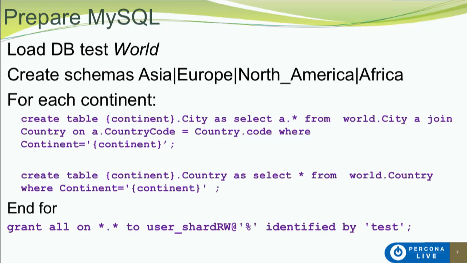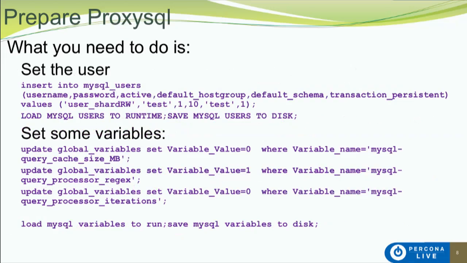The code here presents how to create the different schemas, so I'm going to skip that. This is the part related to the configuration of ProxySQL. To configure ProxySQL for sharding, you just need to create a user that will access all the different shards and set some variables. In this case, I'm referring to the latest version of ProxySQL, 1.4.0, which is available on the website and on Git.